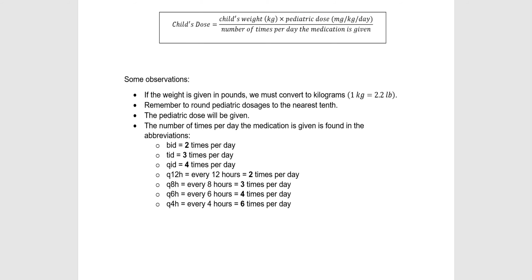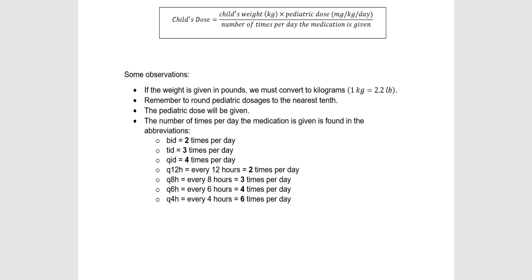And the number of times per day the medication is given, which is the denominator, that will also be given to us. And it is found in the abbreviation. So if you remember the abbreviations we've seen before, we have BID, that means twice per day. So the number we would be using is 2 for the denominator. If we see TID, that means 3 times per day. So we'd be using 3 in the denominator. QID is 4 times per day.